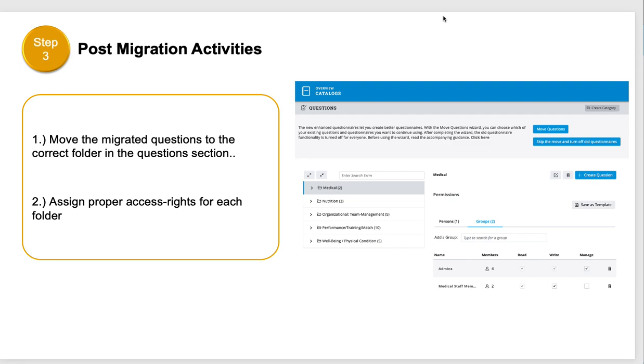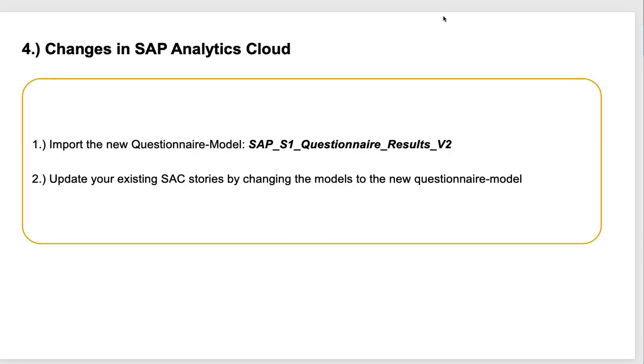Now that I did all the migration successfully, I have access and I'm done. Now I'll show you what the changes are in the new analytical cloud model. All the past analytical stories in SAC are now referring to a new model. So the old SAC stories won't work if they refer to the old questionnaire. In this case, please make sure that you import the new SAP Sports One questionnaire results model and make it available in Sports One, in your SAC instance.